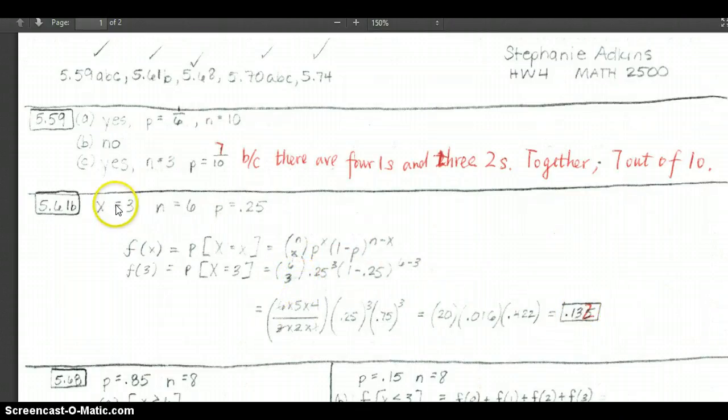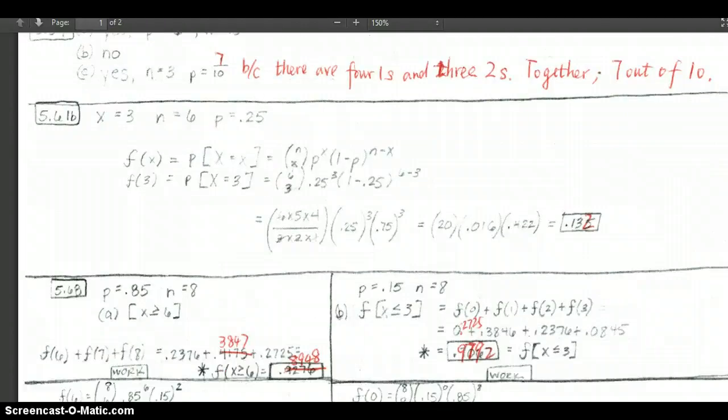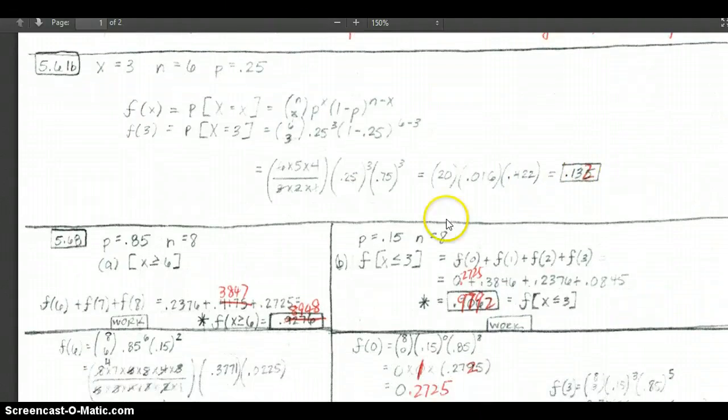So notice that x is exactly equal to 3, and this is the formula we use if we know x equals exactly 3. So it's like out of 6 trials, and we want 3 successes. What's the probability? So the probability is 0.132. Your numbers may vary a little bit because it depends on how many decimal places you choose. So if it's a little bit different, that's okay. You may have a small error.